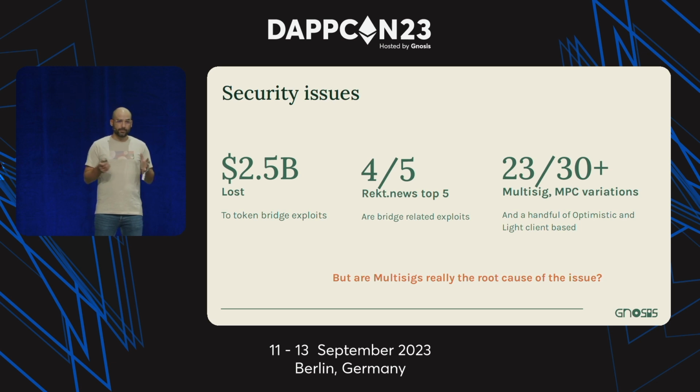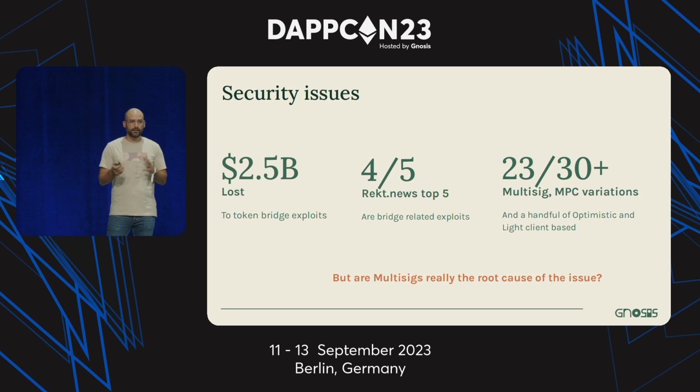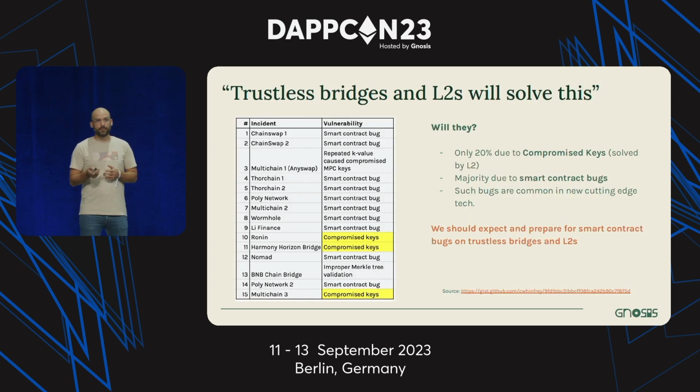Out of these 30 plus bridges that are around right now, the vast majority are multisigs or variations of externally trusted parties. And there's only a handful of optimistic or light client based ones. So one could assume that maybe that's the issue, right? So let's look at some numbers. And this is a statement that many would say, especially in the last year, that trustless bridges and L2s would actually solve this issue. Will they?